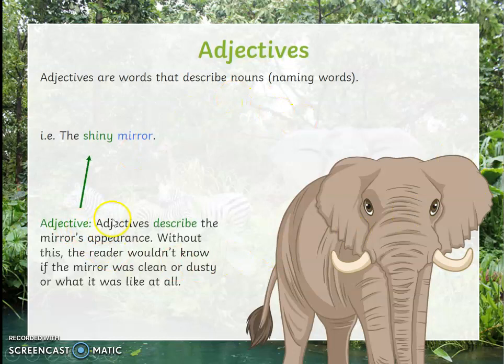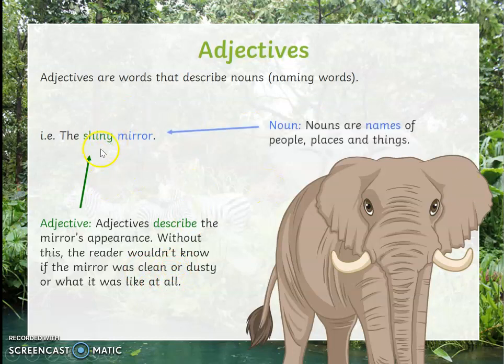Adjectives describe. What is their function? Here it is describing the mirror's appearance. Without this, the readers wouldn't know what the mirror looks like, whether it was clean or dusty or what it was like at all. And very important, remember that adjectives describe nouns, as I told you.